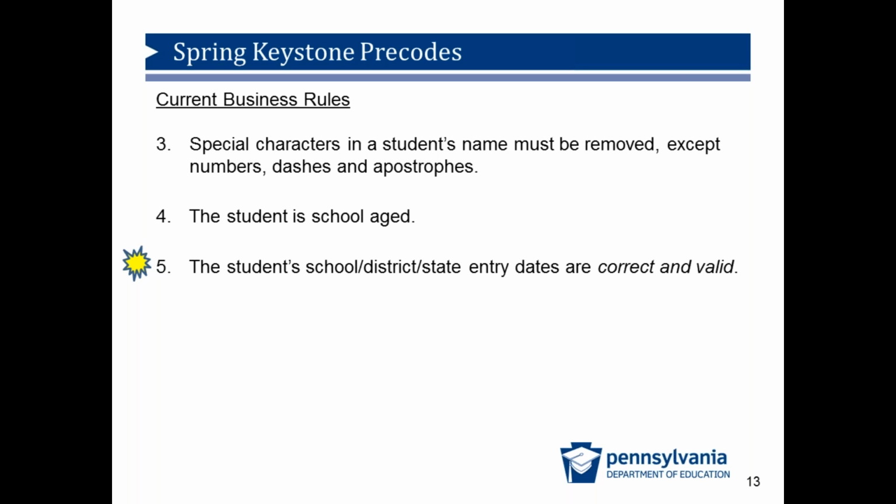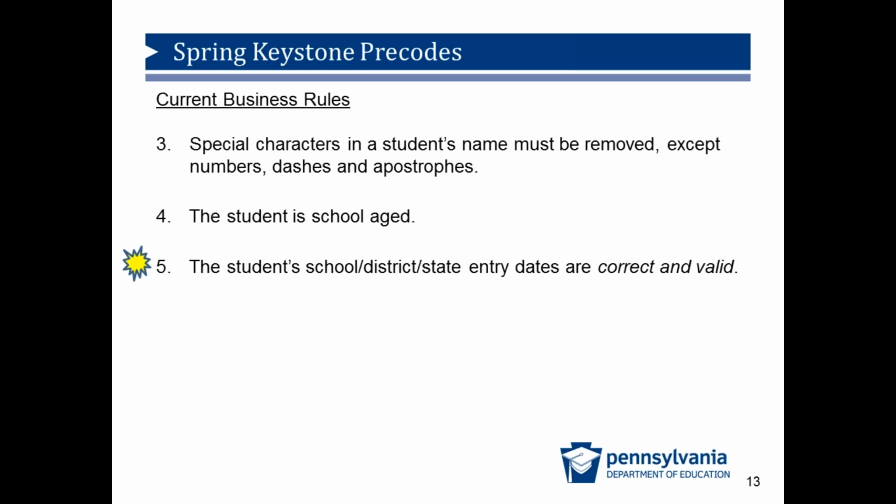This is because all test records must match to the PIMS accountability file, and no students can be added to the attribution system. Rule number 4: the student is school age. That means the student should be within the age range of 6 and 21. Business rule number 5 is new. The student's school district state entry dates are correct and valid.